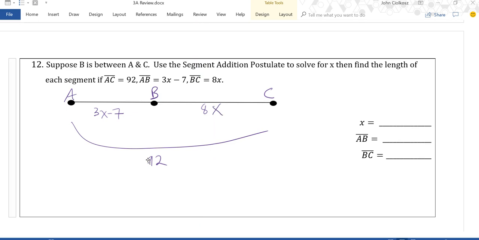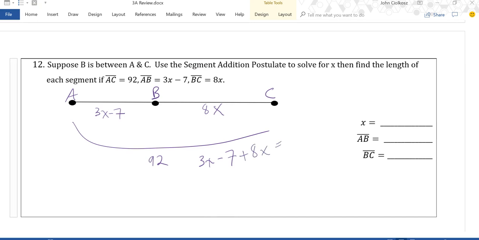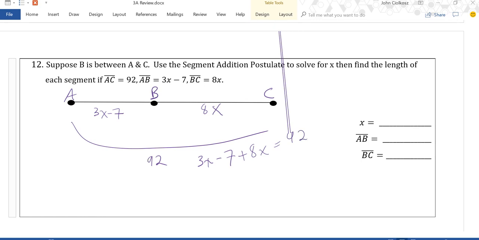Alright, so segment addition, right? If we do AB plus BC, they equal the whole thing. So we can set up our equation here: 3x minus 7, then add on our 8x and set it equal to the whole thing of 92.